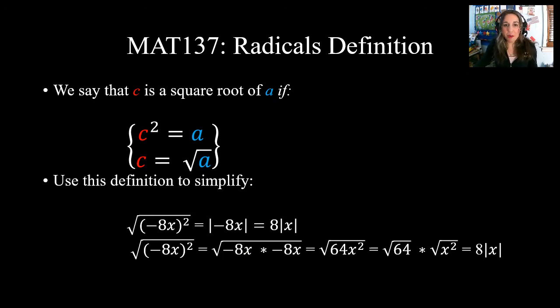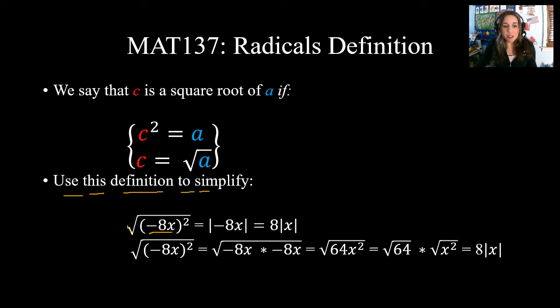Let's look at another one, okay? Let's just look at one more just to really drive this home, okay? So again, let's use that definition. We say that c is the square root of a if c squared equals a, then c equals the square root of a. What does that mean? It just means that exponents and radicals undo one another. C squared equals a and c equals the square root of a are equivalent expressions, right? Just like multiplication undoes division, exponents and radicals undo one another. They're inverse operations. So here my example was, use this definition to simplify the square root of quantity negative 8x squared, okay?